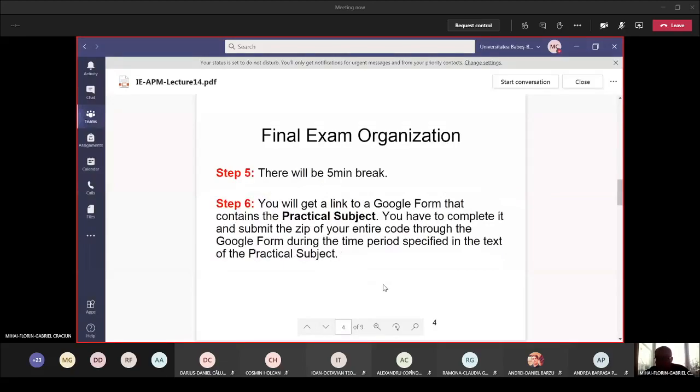After you complete this step, you will have a 5 minute break, and after that, inside the Teams exam meeting, we are going to give you a link to a Google form which contains the practical subjects. You will get a period of time, perhaps 2 hours and a half or 2 hours and 15 minutes, and in this time you have to complete solving those 2 problems. You also have to upload the code. You may want to zip your code and upload it.